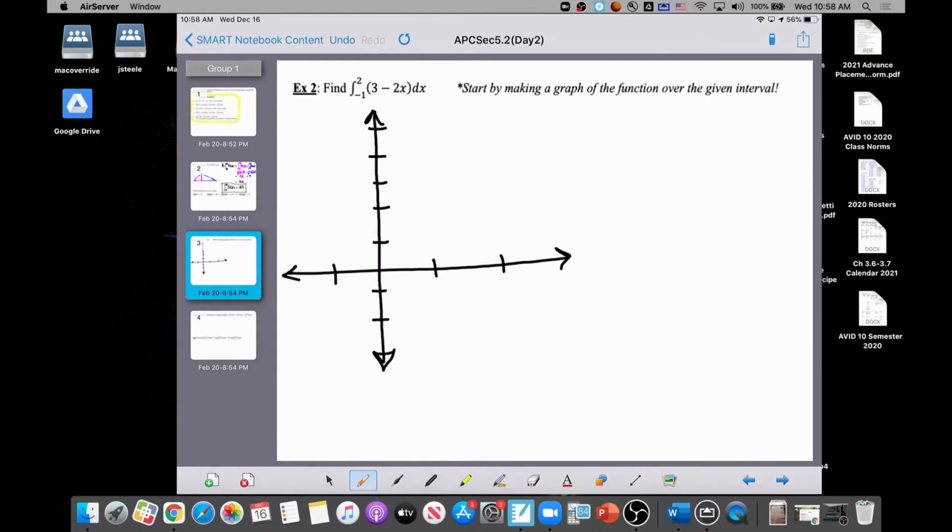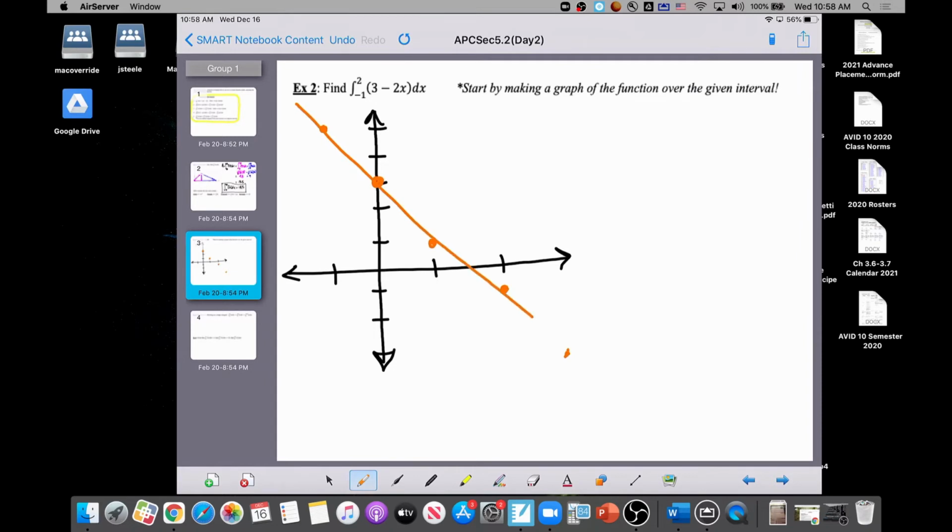Okay, my y-intercept is 3, and then my slope is -2. So I'm going to go down 2, right 1, down 2, right 1, down 2, right 1. I can also go up 2, left 1. So here's my mostly straight line here.